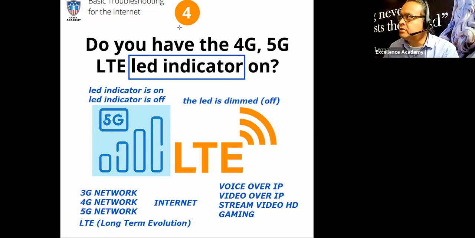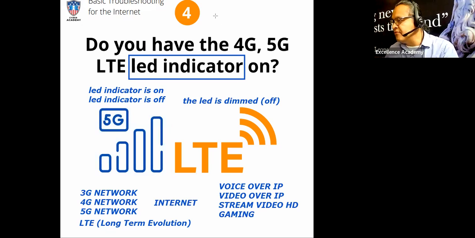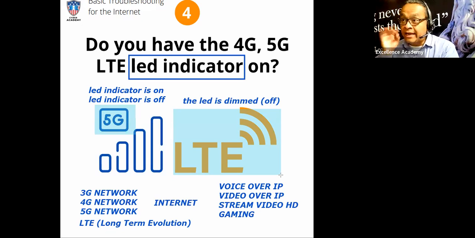So this is a question just to make sure that the customer is connected. So do you have the 5G LED indicator on? That means that this is on. Or do you have the LTE indicator on? So these are visual indicators that are letting you know that they have access to the network, okay? So that they have access to the full capacity of the network. These are questions that we need to ask the customer, right?